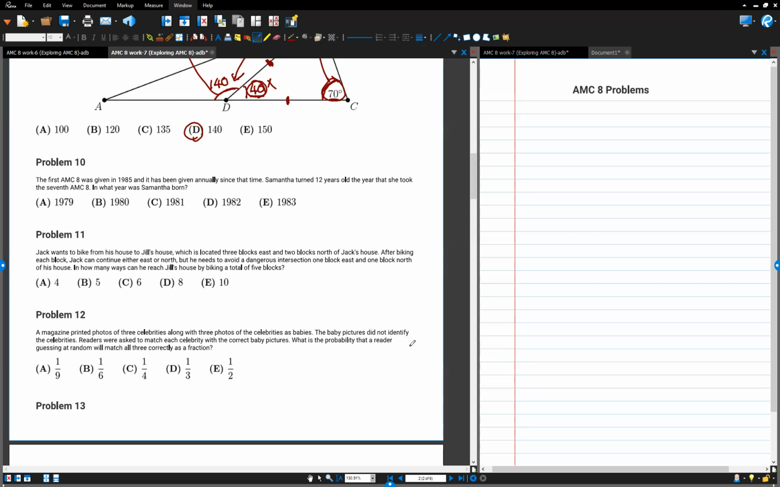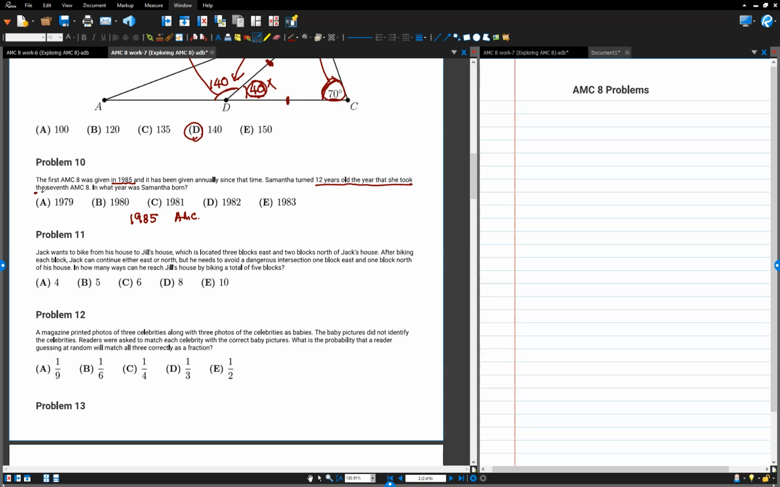In what year was Samantha born? In 1985, the first AMC 8. I'm going to write that. 1985 AMC 8 first. Start from here. He turned what? 12, or 12 is older than, right?